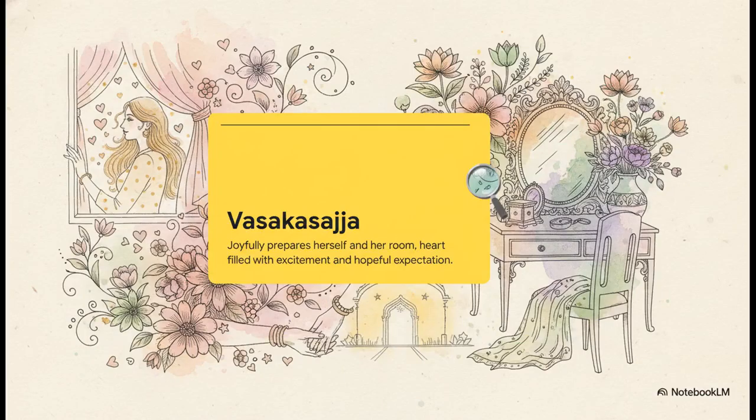Then, once she arrives, or when she's eagerly expecting her beloved to show up, she enters the second state, Vasakasaja. And the crucial takeaway here is that this is that exact, universal flutter of excitement we all get when getting ready for a highly anticipated date. It's that joyful, chaotic period of prepping your space, getting yourself ready, and probably trying on 5 different outfits before ultimately just wearing the first one you put on.